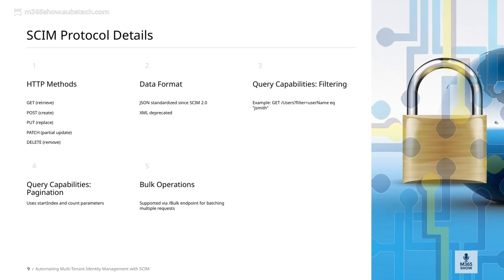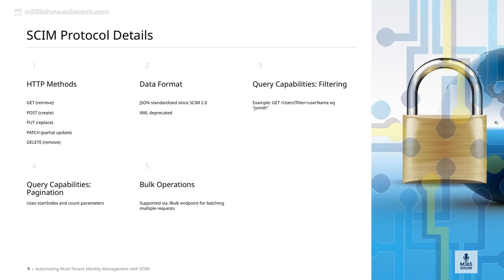For example, you can retrieve specific users with filters like get equals username eq jsmith. This makes it easy to find exactly what you need without sifting through unnecessary information. Since SCIM 2, JSON has become the standardized data format, replacing XML, which has been deprecated. This shift simplifies integration, especially in modern web applications.